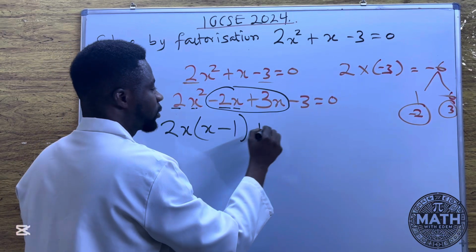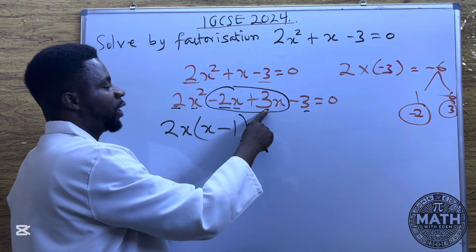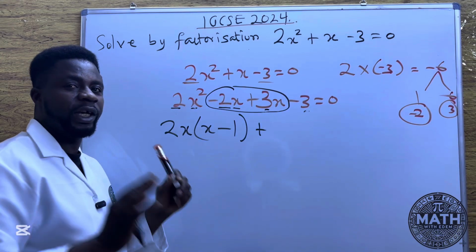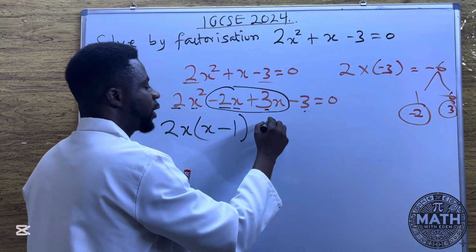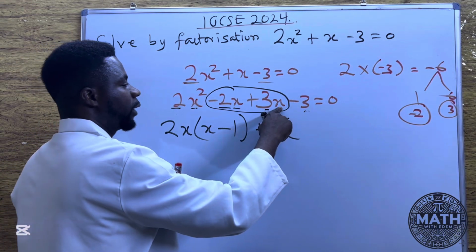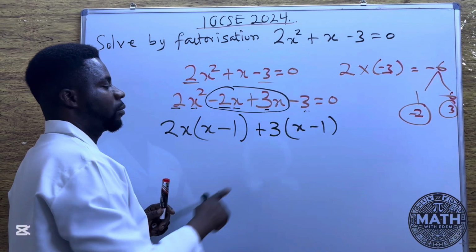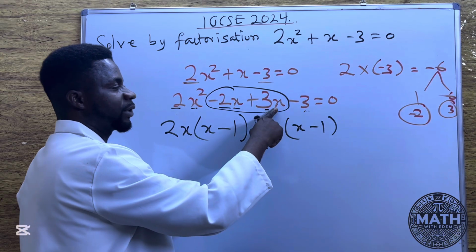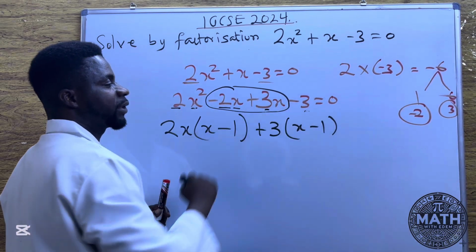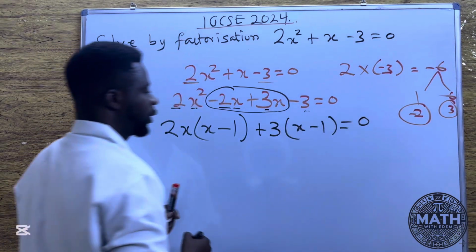So plus, now let's come to the second part. We have 3 here and also another 3 here, so 3 can be a common factor. I'm going to write 3 and then bring my parentheses and write x minus 1. So 3 times x gives us 3x, and 3 times negative 1 gives us negative 3. All this equals 0.